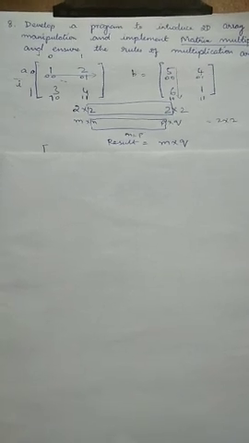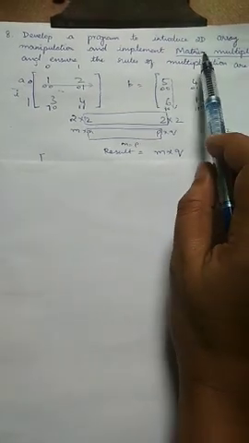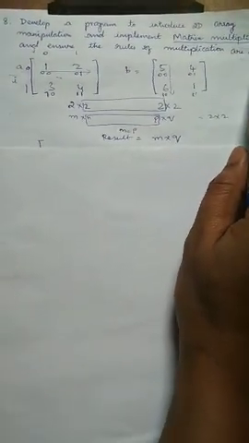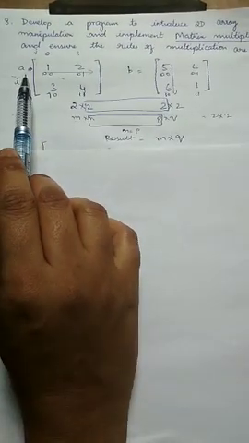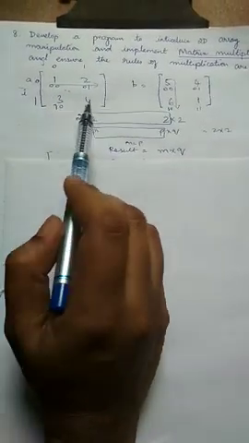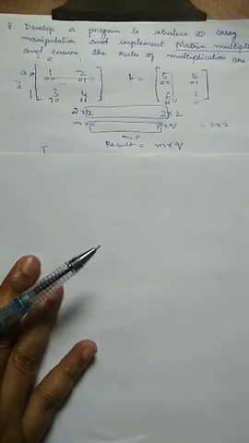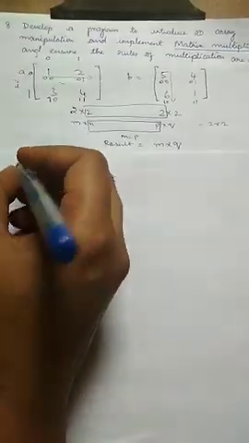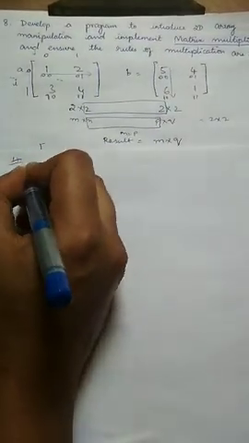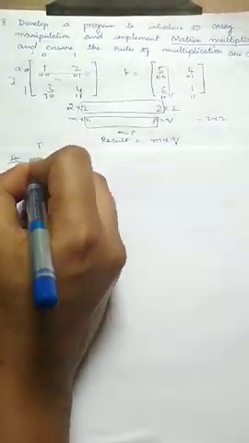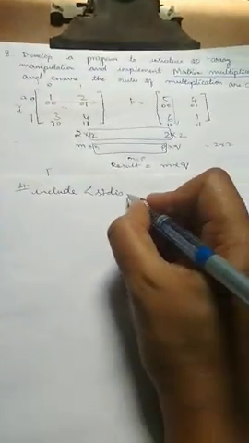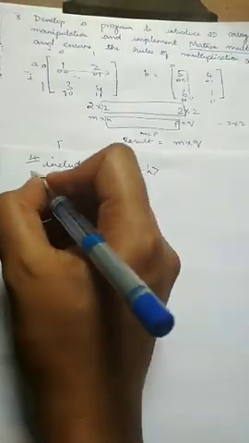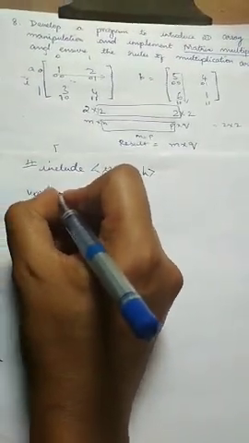Hello everybody. In my previous lecture I have taught you how to find the matrix multiplication. The concepts are already discussed. So now let us see how to write the C equivalent program in order to perform matrix multiplication. So, #include <stdio.h> and we can start with void main.